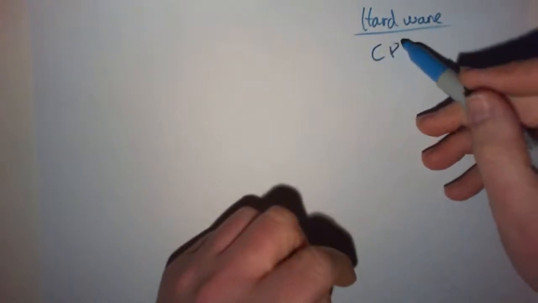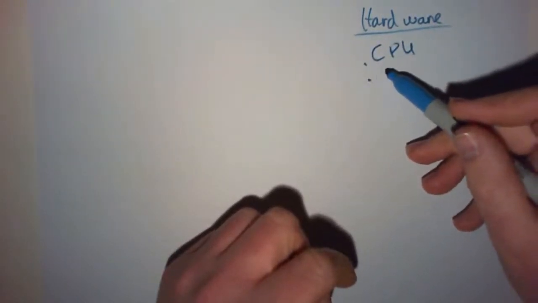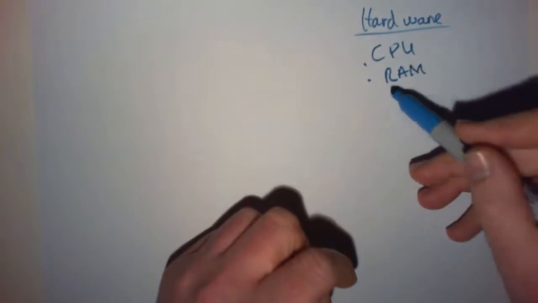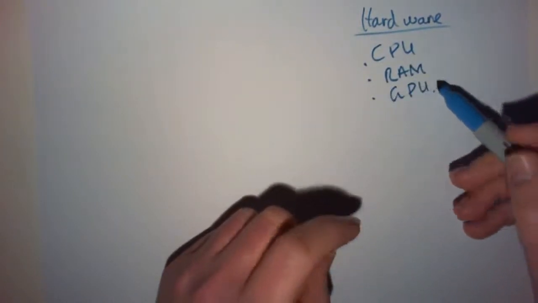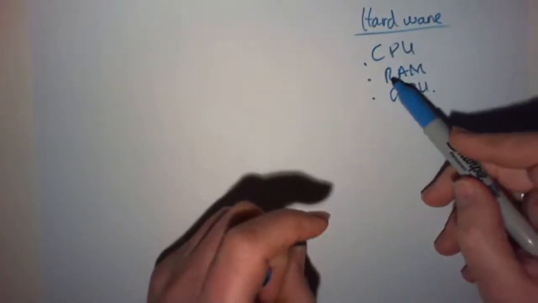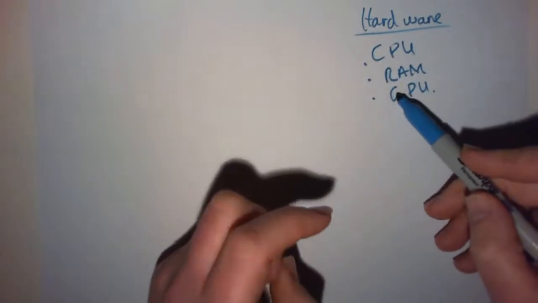the CPU, the RAM, and the GPU. Okay, central processing unit, random access memory, and graphical processing unit. So we'll have a look at the three of them and see what's going on, and why.